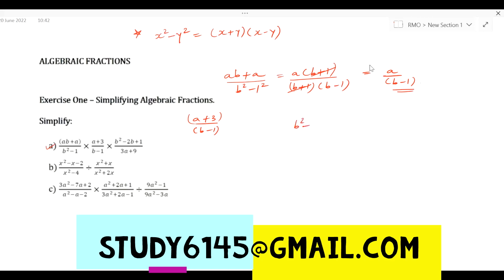And now just write down this one, b square minus 2b plus 1 upon 3a plus 9. Okay. So for this one, I believe the top is a quadratic. Yeah, that's a quadratic equation, correct? Yes. So I'll start to factorize it. Okay. So our factors will be... you know how to solve a quadratic, correct?